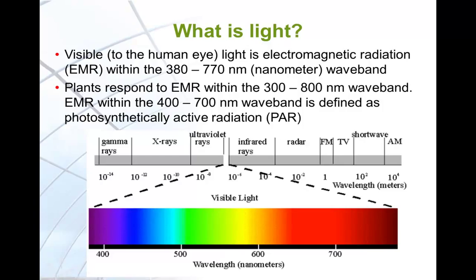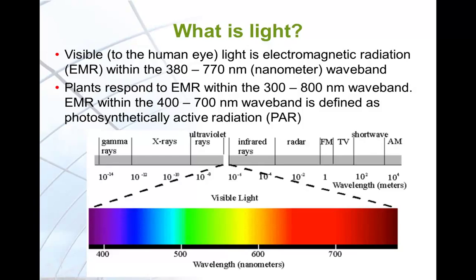Plants also respond to light and in a slightly different waveband. The waveband plants can respond to is from 300 to 800 nanometers. And specifically, plant photosynthesis responds to the waveband of 400 to 700 nanometers. And this waveband is defined, therefore, as photosynthetically active radiation. You may have heard of PAR, which actually stands for photosynthetically active radiation.